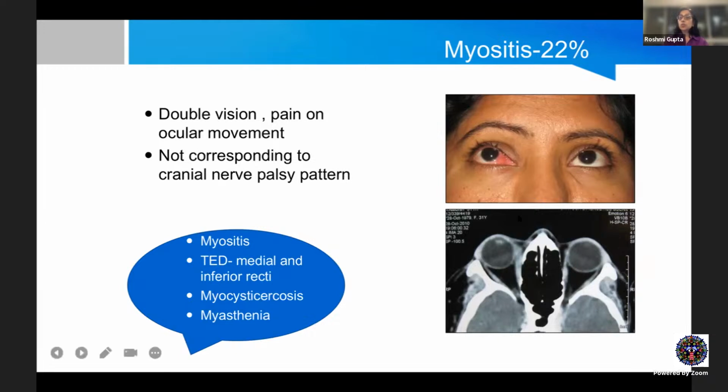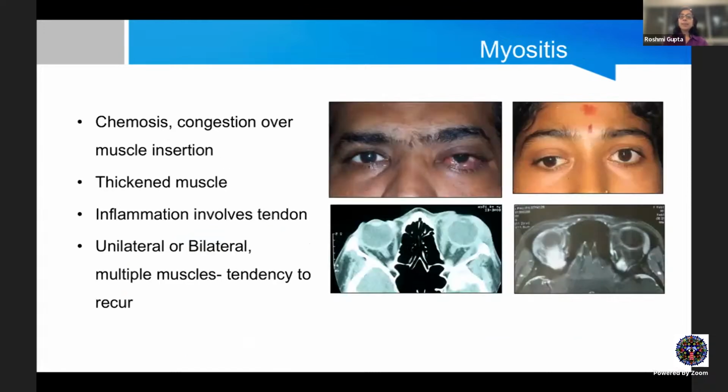But pay attention to the scan here. You can see that the medial rectus corresponding to the medial part of this right eye is enlarged, and includes the tendon. And the worm's eye view lets us know that the eye is proptosed as well. Typically, there's chemosis and congestion over the muscle insertion. The muscle is thickened and has a ragged outline and involves the tendon as well. It may be unilateral or bilateral. Particularly when multiple muscles are involved, there's a tendency to recur.